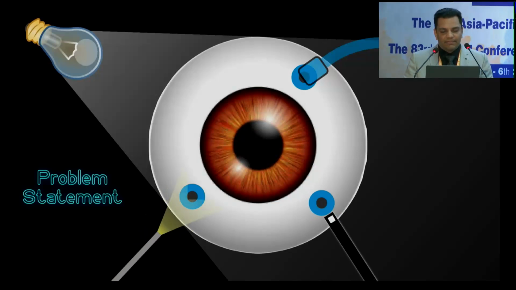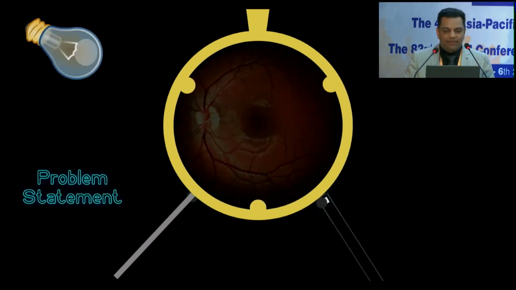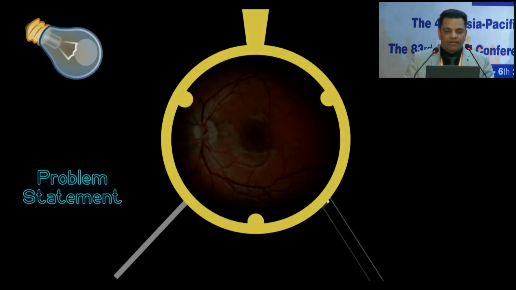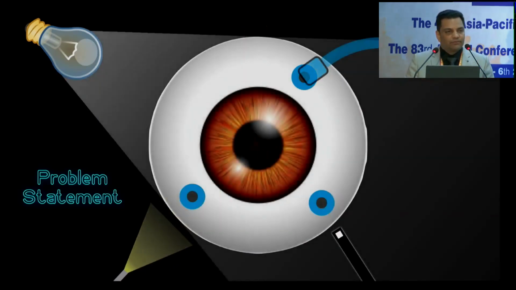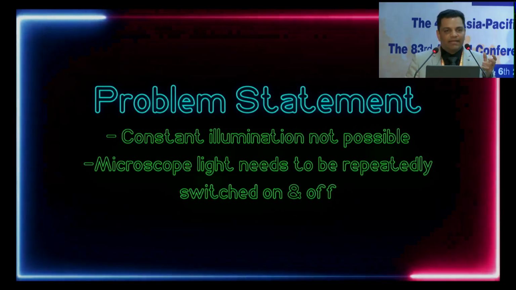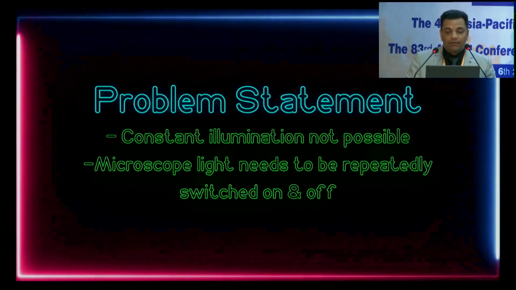So to overcome this, this was our problem statement: when the microscope light gets switched off, you need to switch it on again, go in, then again switch it off. So this was the issue here. Constant illumination was not possible, and the light required to be repeatedly switched on and off.